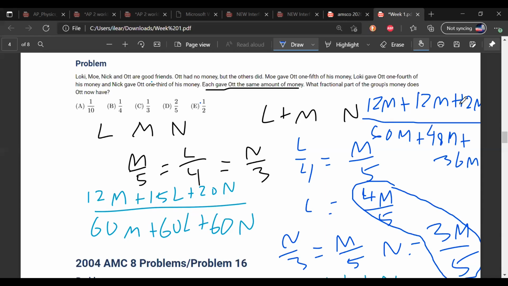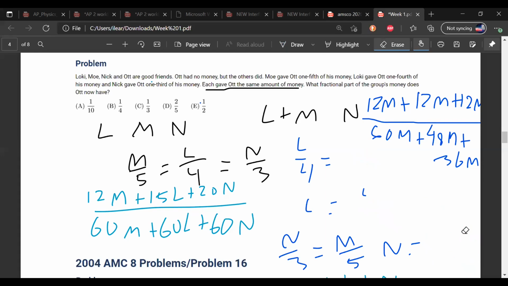Sorry, I'm running out of space right here. So let me just erase this once again. So can anyone tell me what the total fraction is?